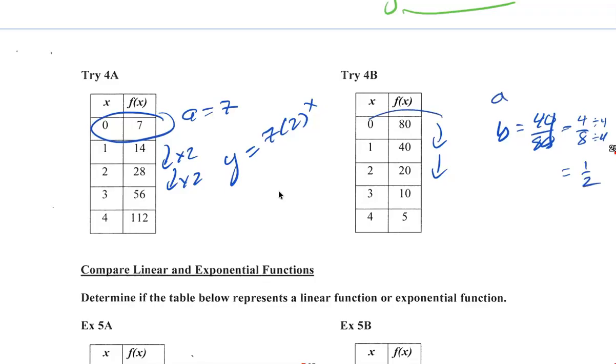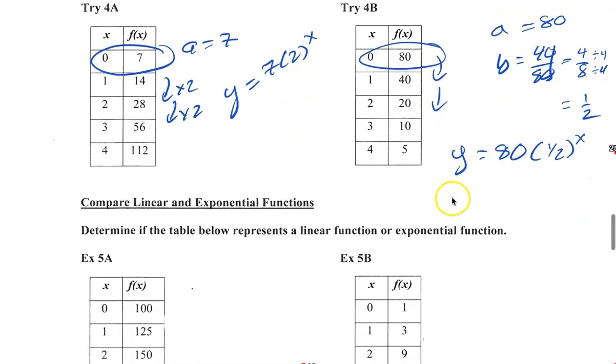So my A here would be 80, so y equals 80 times 1/2 to the x. Again, your B is where you're multiplying. You know we're dividing by 2, but you can't put divide by 2, you have to put in multiplication. So times it by 1/2.